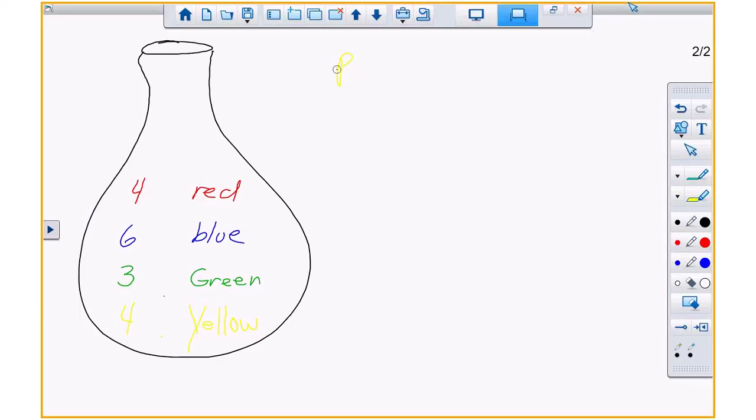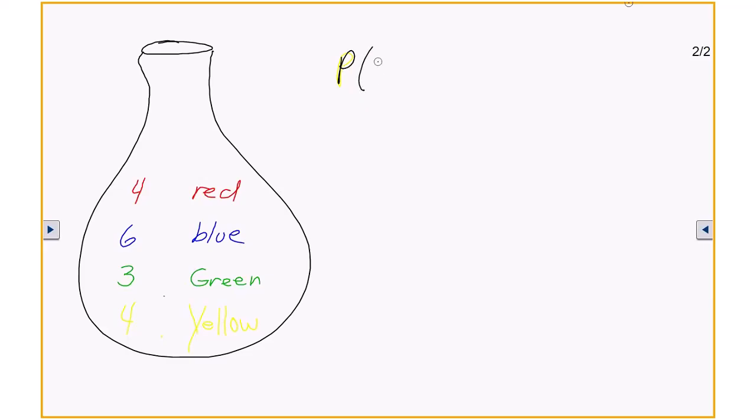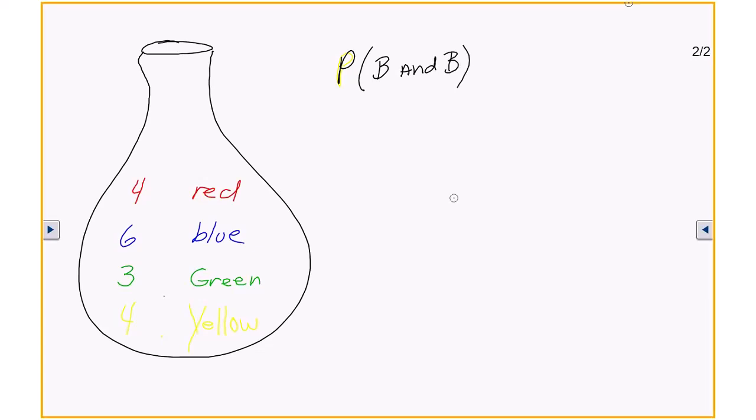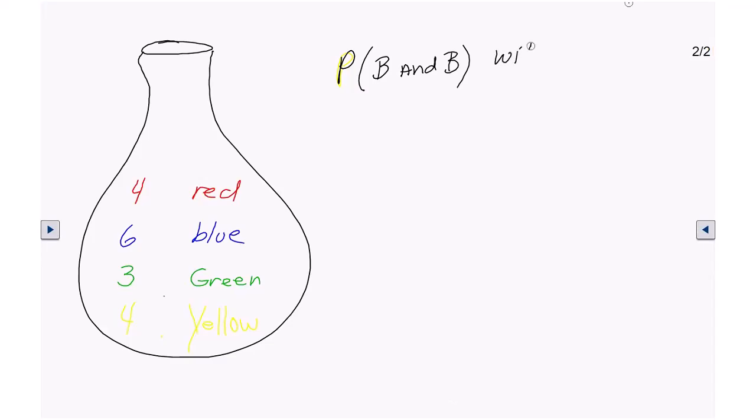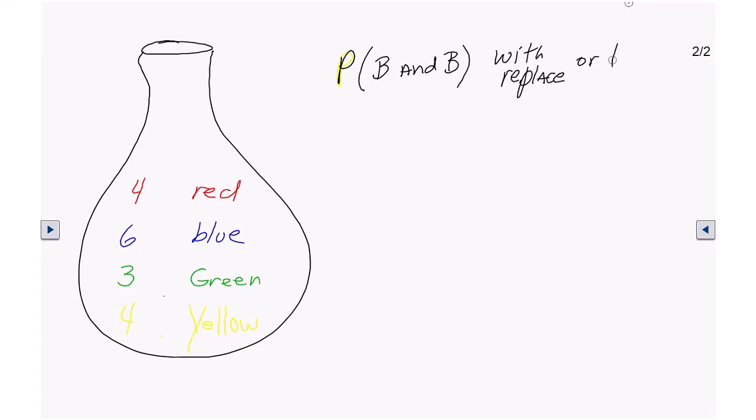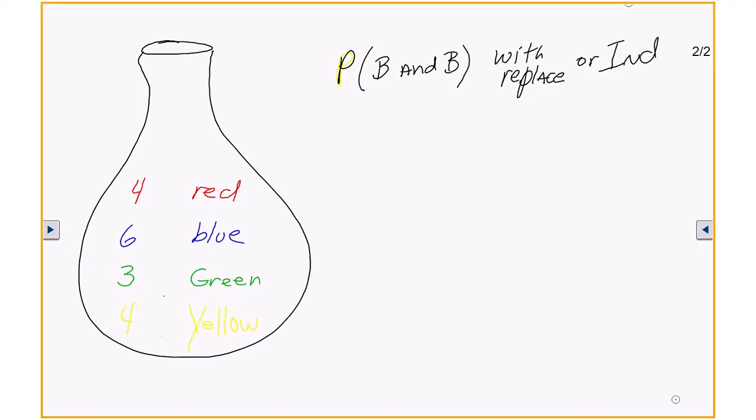Now, I want to know the probability of picking a blue marble and a blue marble. So I want to pick 2 marbles right behind each other that are blue. This is going to be with replacement, or it may say independent. That's what the question is going to ask you. The question is going to say, what is the probability of blank and blank, with or without replacement, or independent or dependent. Everybody with me?